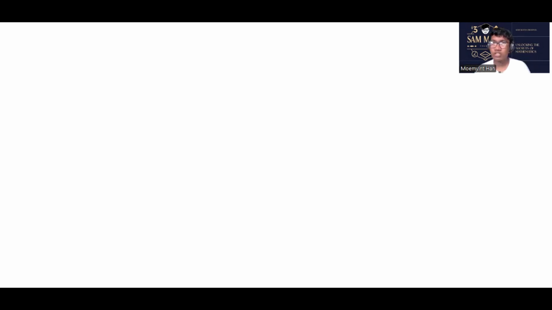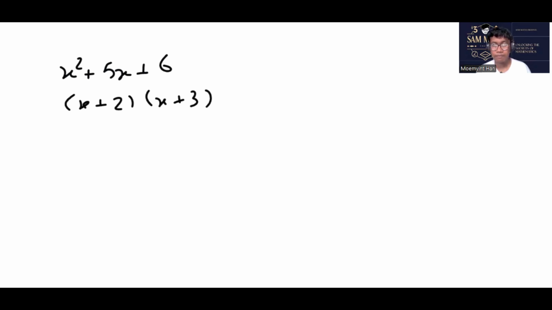Factorizing a quadratic equation means, let's say we have a quadratic equation of x squared plus 5x plus 6, and we factorize it into x plus 2 and x plus 3. This is just an example. I'm going to show you how to do it properly. What are we doing here? We are just factorizing this whole trinomial into these two binomials, isn't it?